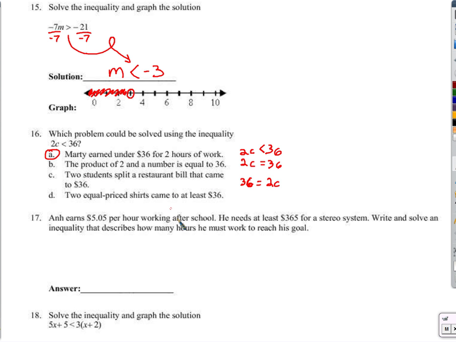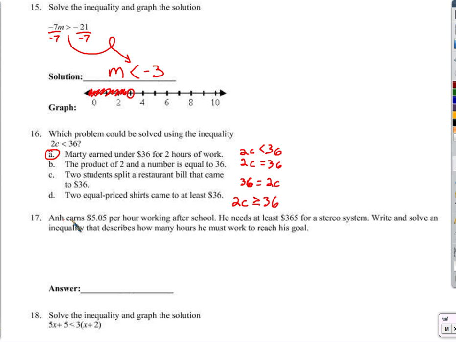They're splitting 36 exactly. And here, 2 equal-priced shirts came to at least $36, right? 2 times the cost of a shirt comes to at least 36, right? 36 or more than that, so it would be greater than or equal to 36, so that's out as well. We could see that first choice, A, is the one we want.